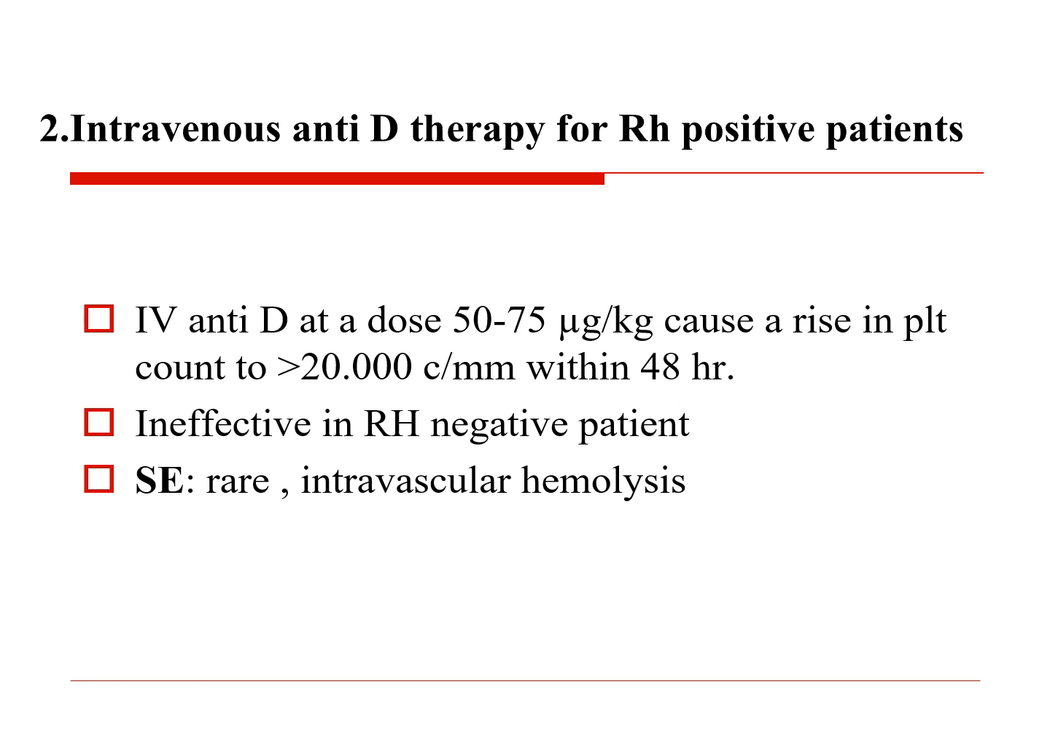Second line is intravenous anti-D therapy for Rh positive patients in a dose of 50 to 75 micrograms per kg, causing a rise in platelet count to more than 20,000 cells per cubic millimeter within 48 hours. And it is ineffective in Rh negative patients. Side effect: rare intravascular hemolysis.